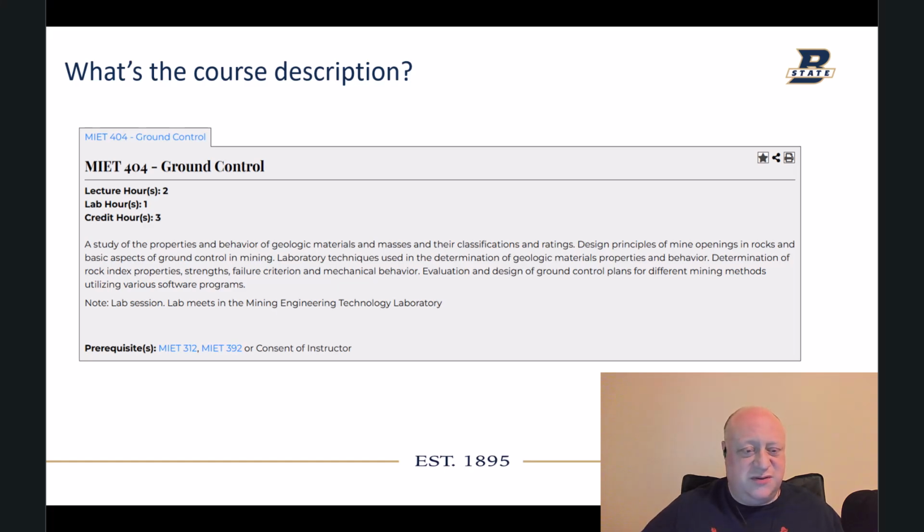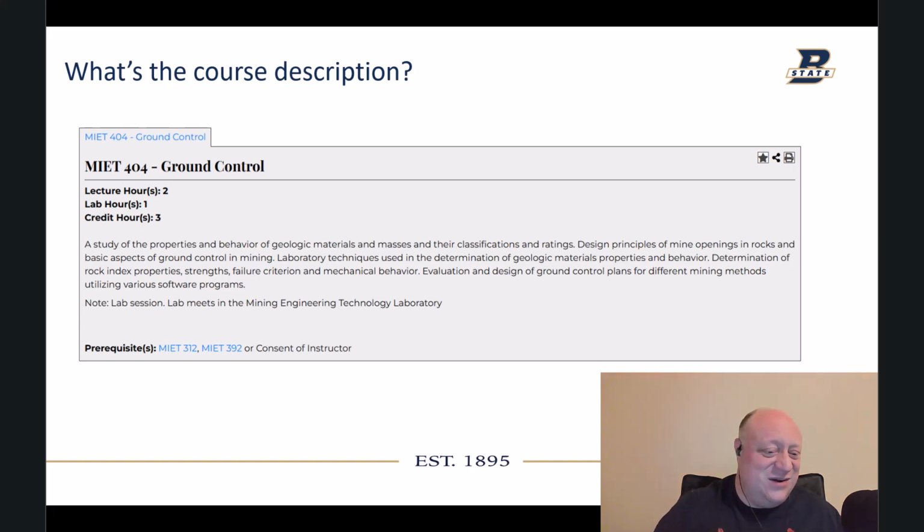So we have the course description from the catalog. What's on the website is a little bit more concise. So this is a study of the properties and behavior of geologic materials and masses and their classification ratings. So we'll be learning design principles of mine openings and rocks, laboratory techniques, determination of representative part strength failure criteria. It's basically the same thing, just shortened from what we just read in the syllabus. But this is a nice visual of the course description. This can be found on the website, right? In the course catalog link.